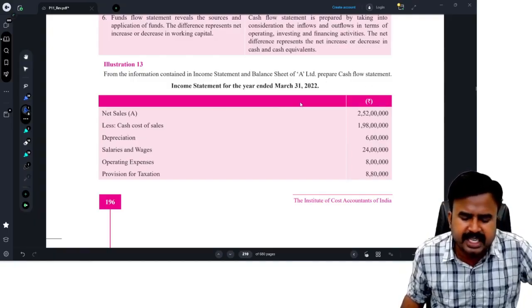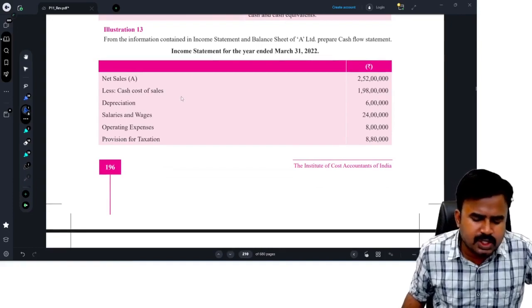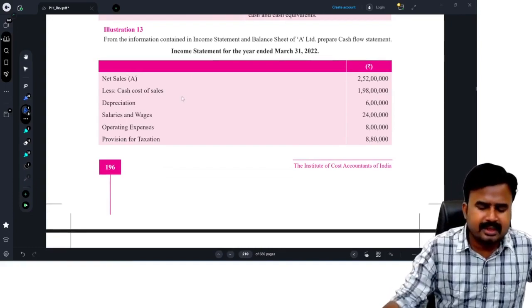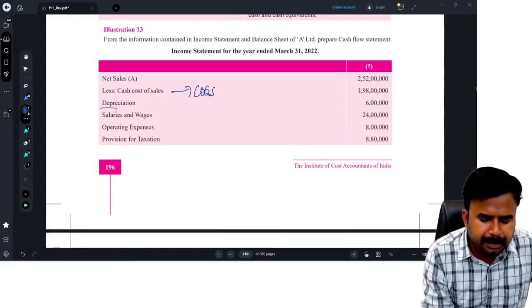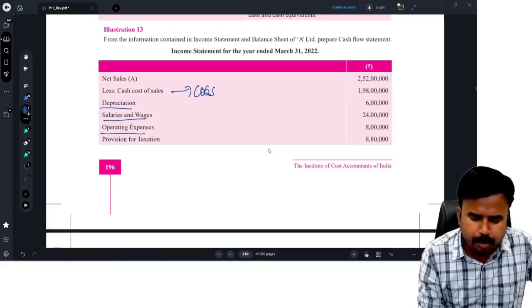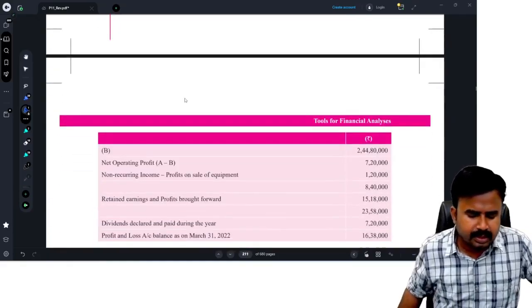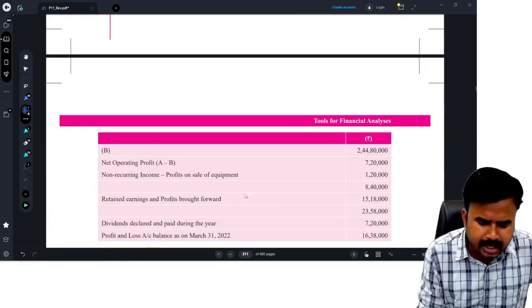Income statement for the year ended 31st March 2022. Net sales less cash cost of sales. I can consider this cash cost of sales as cost of goods sold. Then deduct depreciation, salaries and wages, operating expenses, provision for tax. So finally we got net operating profit, A minus B.